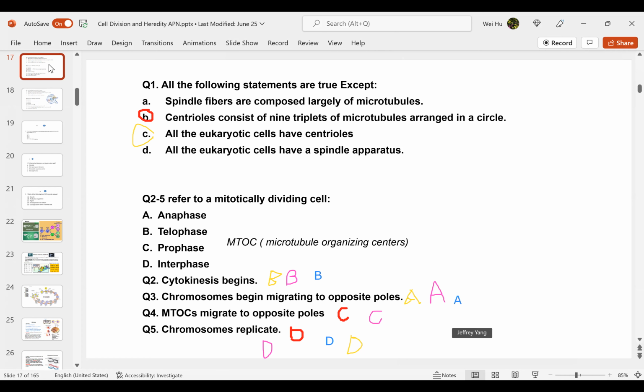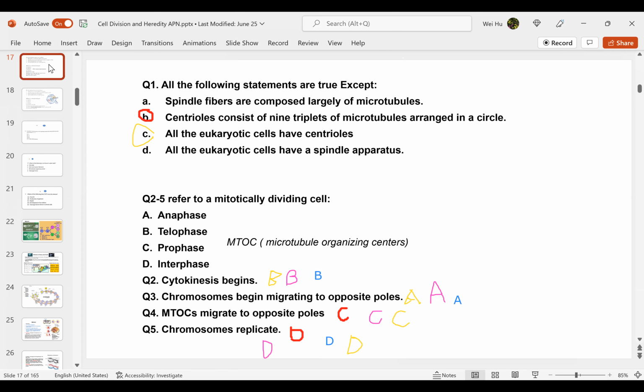Okay, we have a problem with number one. This is really a review of cell structure. So what's the concept here? The concept is that only animal cells have centrioles. Plant cells do not have centrioles. Plant cells do not have lysosomes. Remember that?